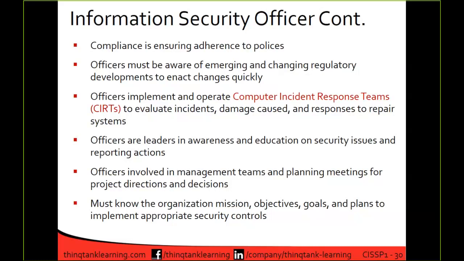These are not always married together. Plans to implement appropriate security controls don't always directly correlate to a business mission or a business objective or a business goal. You have to integrate those. Okay? Does that make sense? All right.